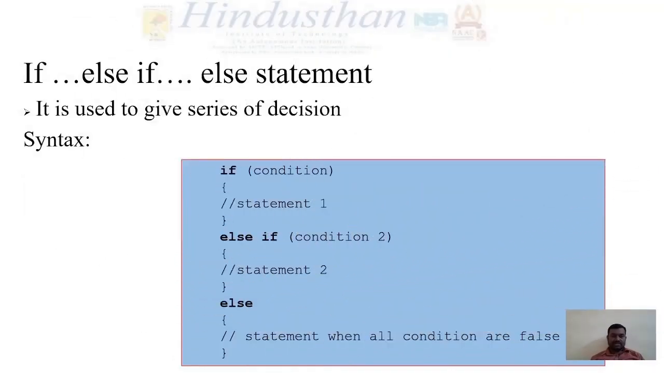The else if statement is used to give a series of decisions, so more else statements will be used here. See the syntax of this. If condition, statement one is the body of this if statement, and else again you are going to use if, this is condition 2. If you want to use more than one condition, you can go for else if statements. If either of the conditions is met, that statement body will be printed, or finally, if neither is met, the final else statement body will be printed.